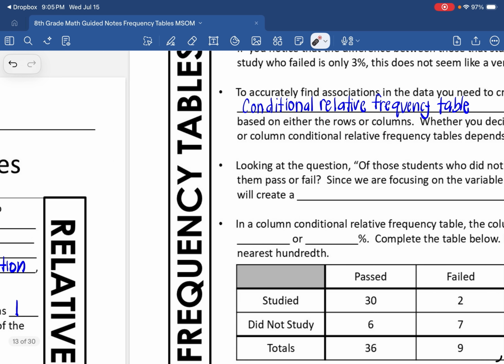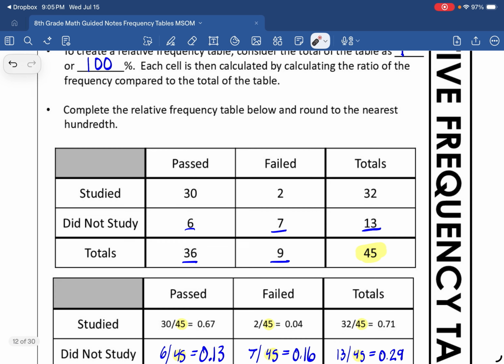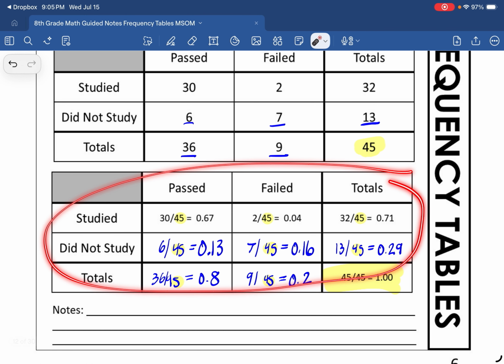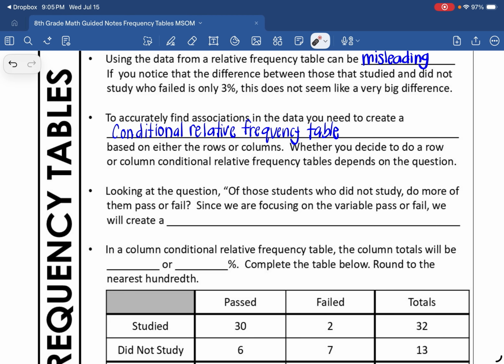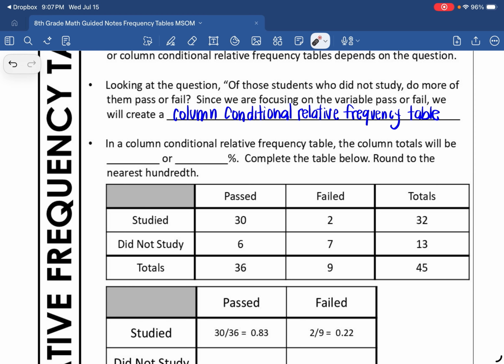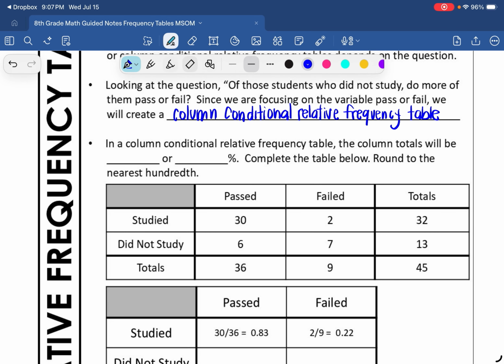So on the previous page, we just kind of talked about what is a relative frequency table. This one, we did them all to the total. But to really get deep down into the data, we're going to do what's called a conditional relative frequency table, which is dependent on either the columns or the rows. Looking at the question, of those students who did not study, did more of them pass or fail? Since we are focusing on the variables pass or fail, we will create a column conditional relative frequency table.